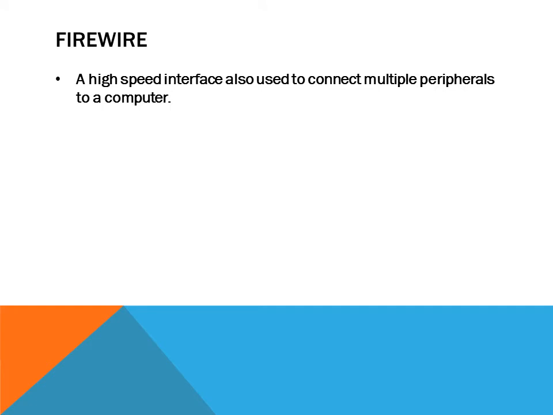Okay, so Firewire is very similar to USB. It's a high-speed interface that also allows for connection of multiple peripherals to a computer, such as digital cameras or scanners. Firewire is not as common as USB, however it does allow for a faster transfer, so it's interesting to see that although Firewire is faster, USB is more common. But they're very similar and allow for the same types of peripherals to be connected to a computer.